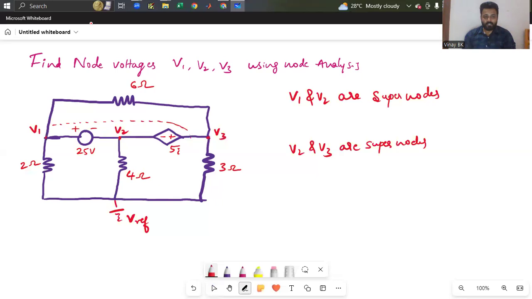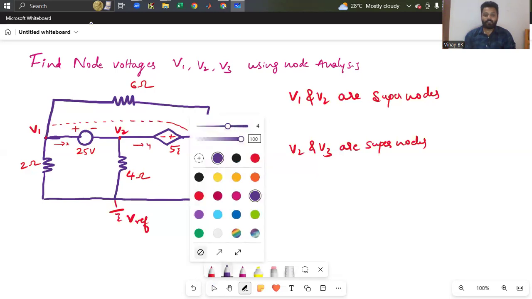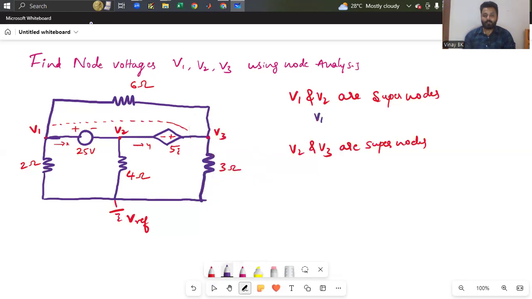So I'm just assuming some X or Y current which is flowing here. So I'm writing here from supernode, you'll write one equation, that is, I can write it as V1 minus V2 minus 25 equals 0. Can write this as V1 minus V2 equals 25. This is equation number 1.